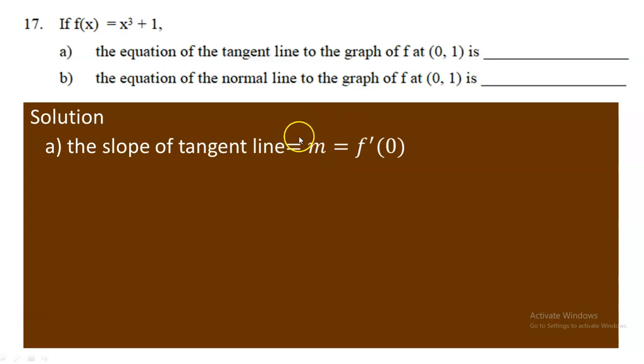So the slope of the tangent line at this point is nothing but f derivative at what? At the x component, that means at 0. So f derivative at 0 must be calculated. This represents the slope of the tangent line for this function at this point, okay?